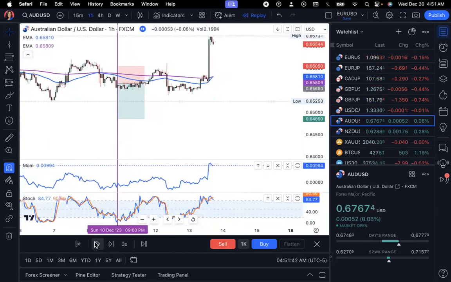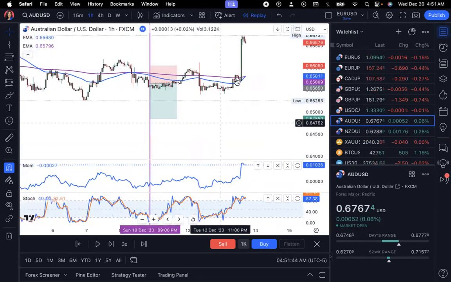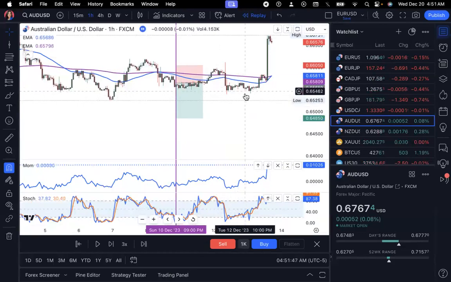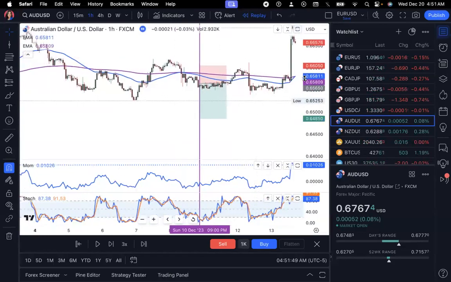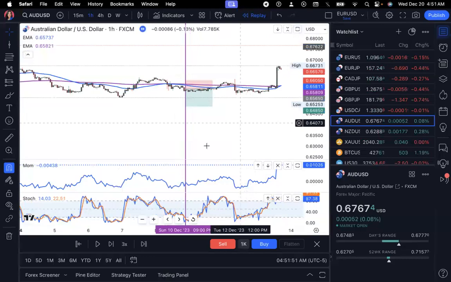And then we can see this huge green candle happen. So the market was actually on its way up and not down. So my analysis was incorrect, but that's okay because we don't win every trade.